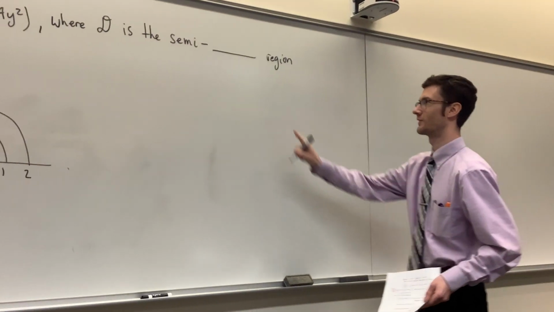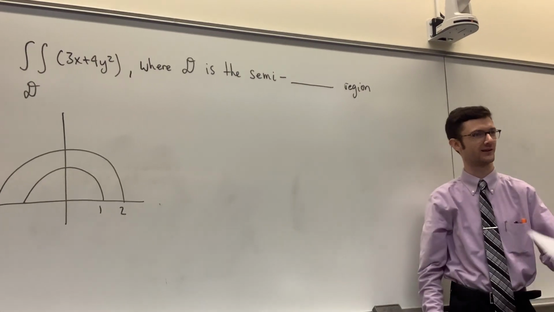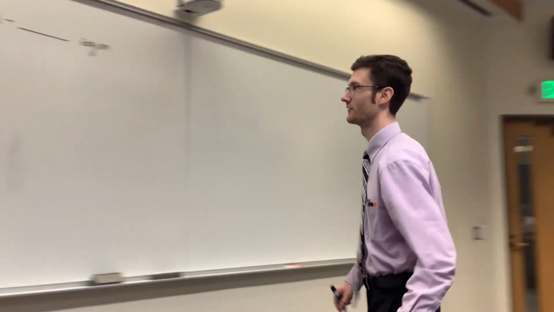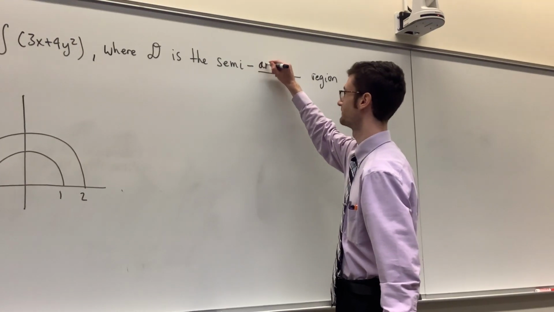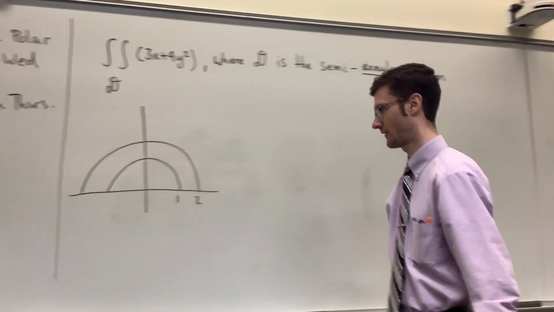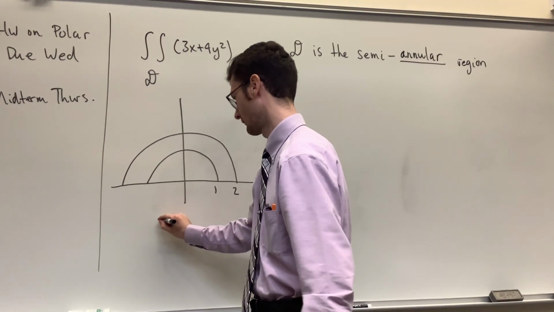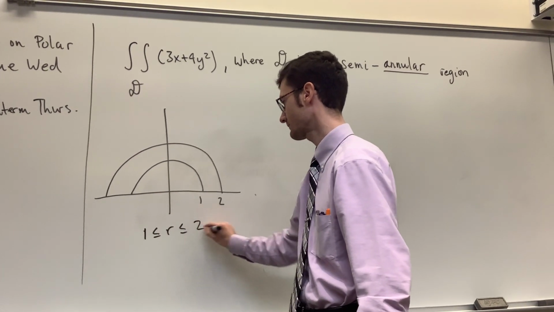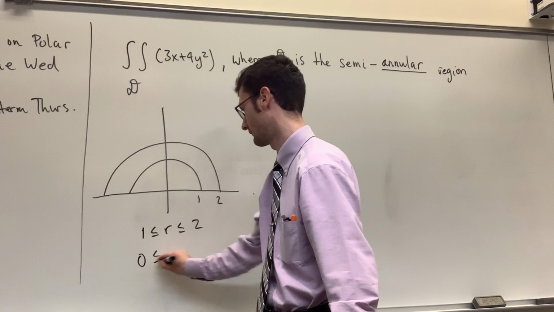Okay, what word should I put here? Do you remember the word for this thing, Skylar? Annulus. Yes, annulus, good, you remember. So this is a semi-annular region. Okay, so we described this as, well, r runs from 1 to 2, right? Theta runs from 0 to pi.